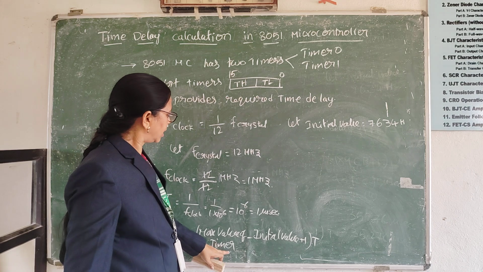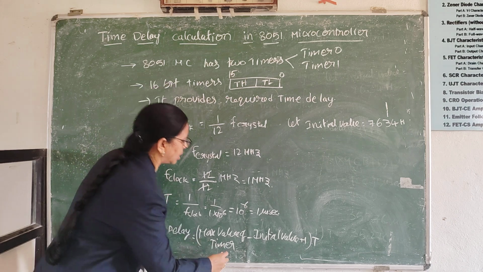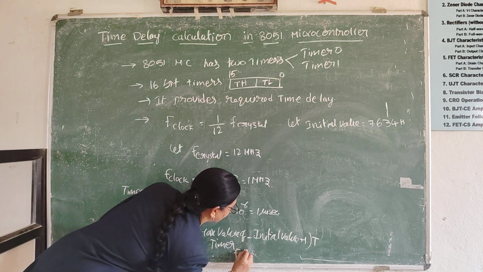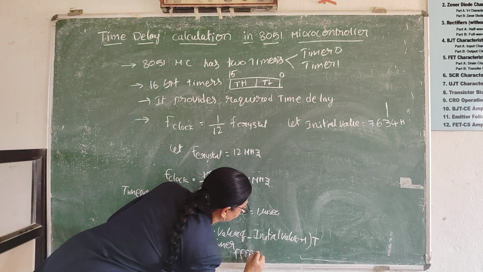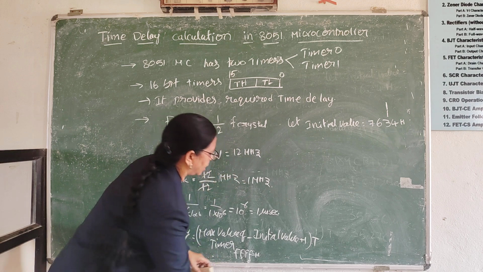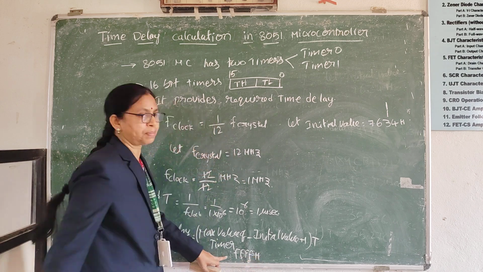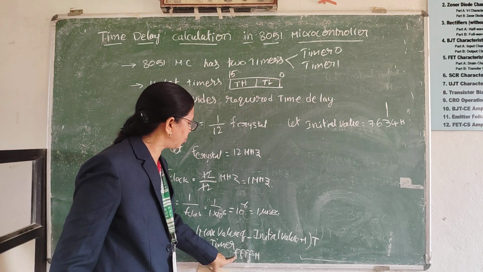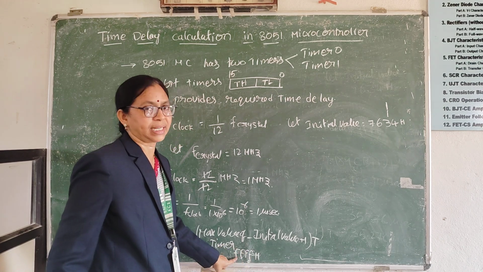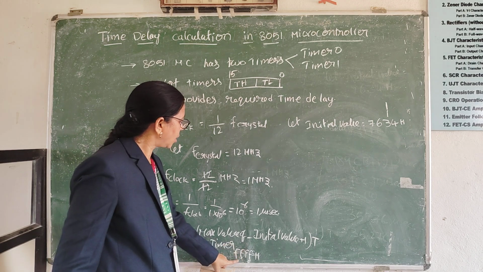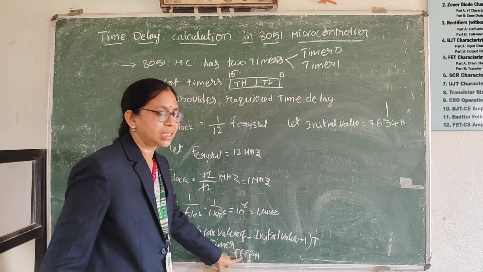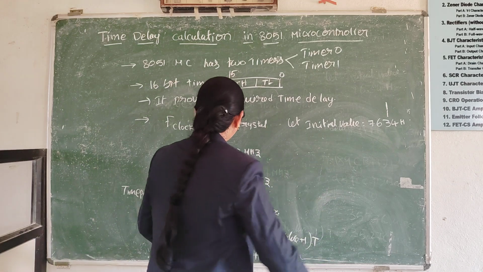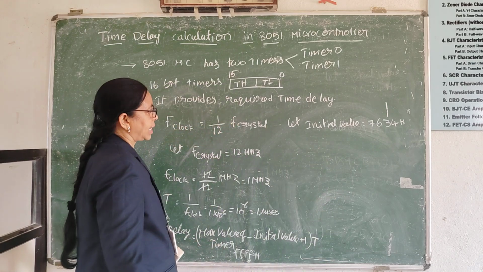For a 16-bit timer register, what will be the maximum value? The maximum value will be FFFFH. Each hexadecimal digit takes 4 bits, so in total 16 bits. So the maximum value of the timer register is FFFFH.